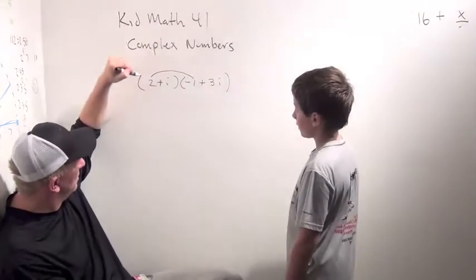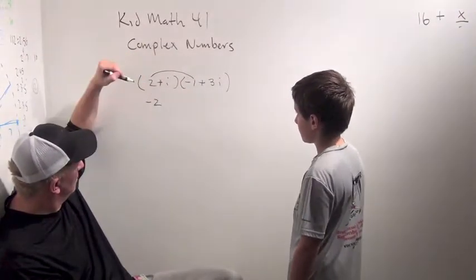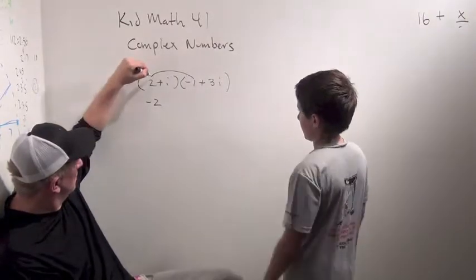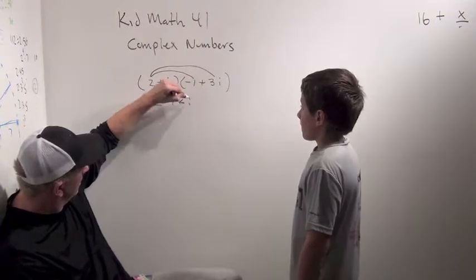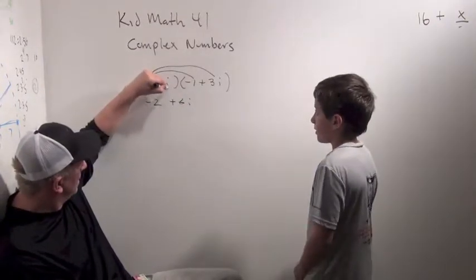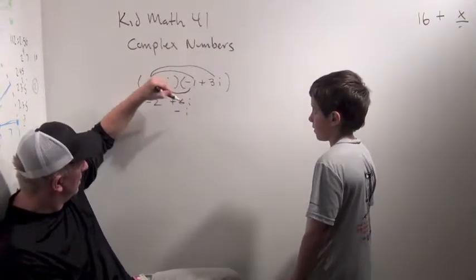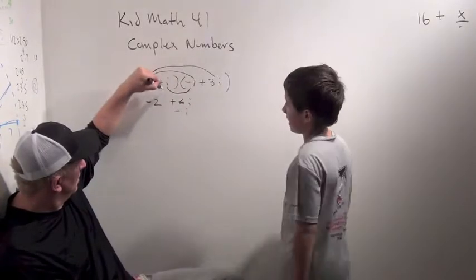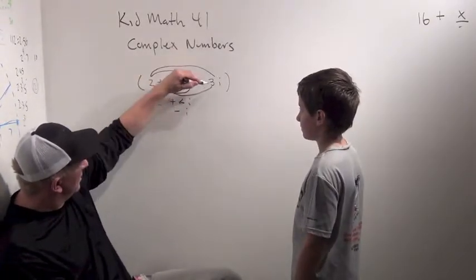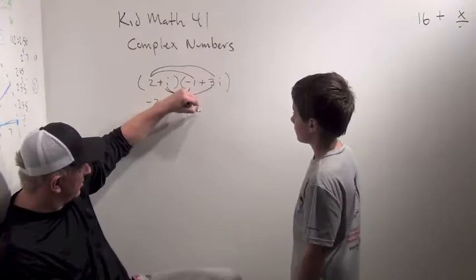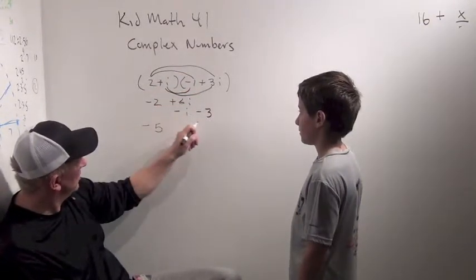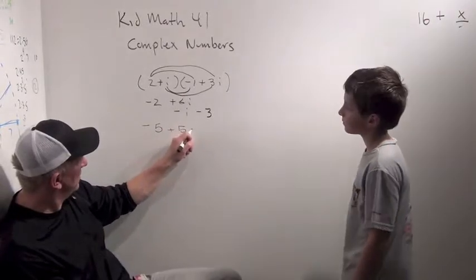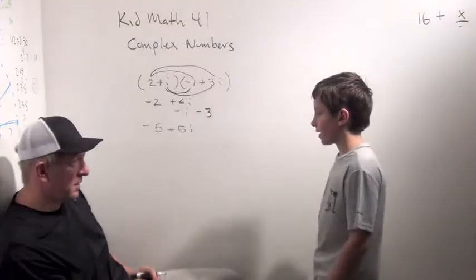2 times minus 1, you get minus 2. And 2 times 3i is plus 6i. i times minus 1 is minus i. And then i times 3i is 3i squared, which is minus 3. So here we get minus 5, minus 2 minus 3, plus 5i. That's pretty neat, right?